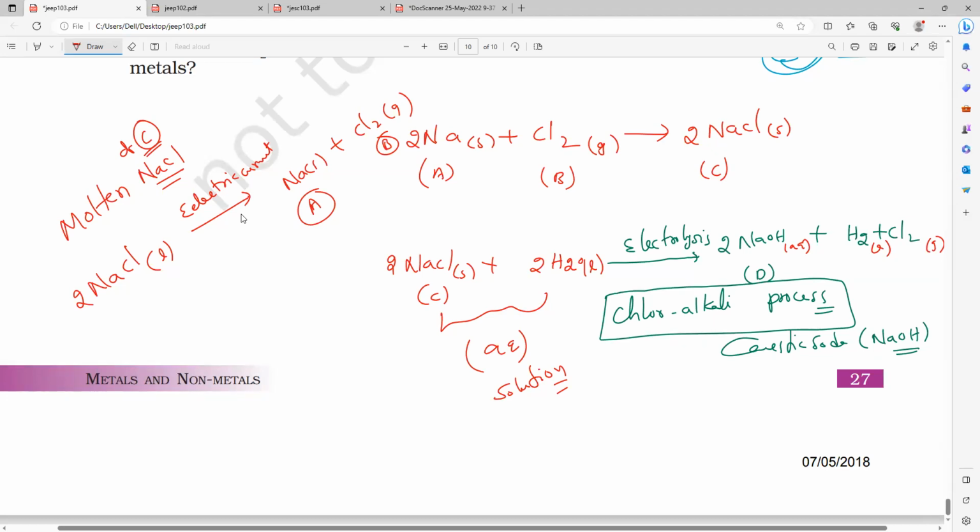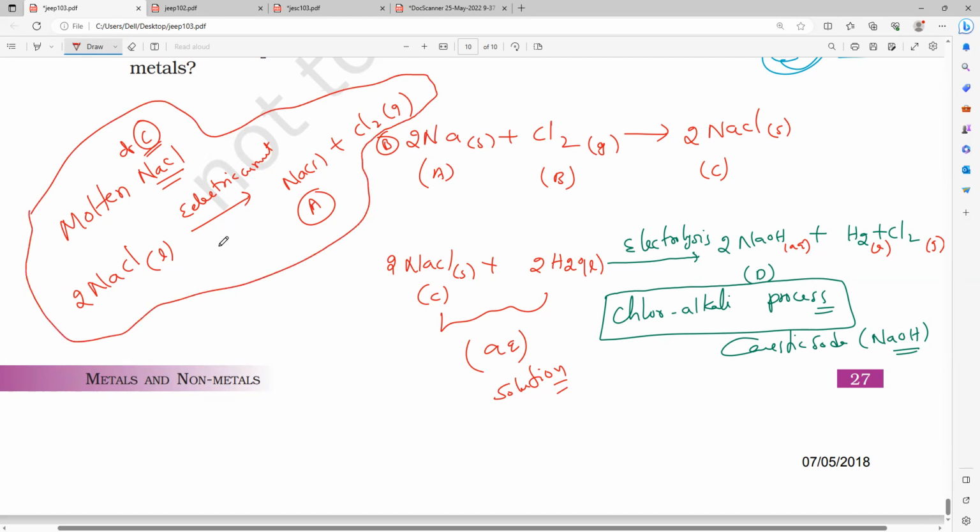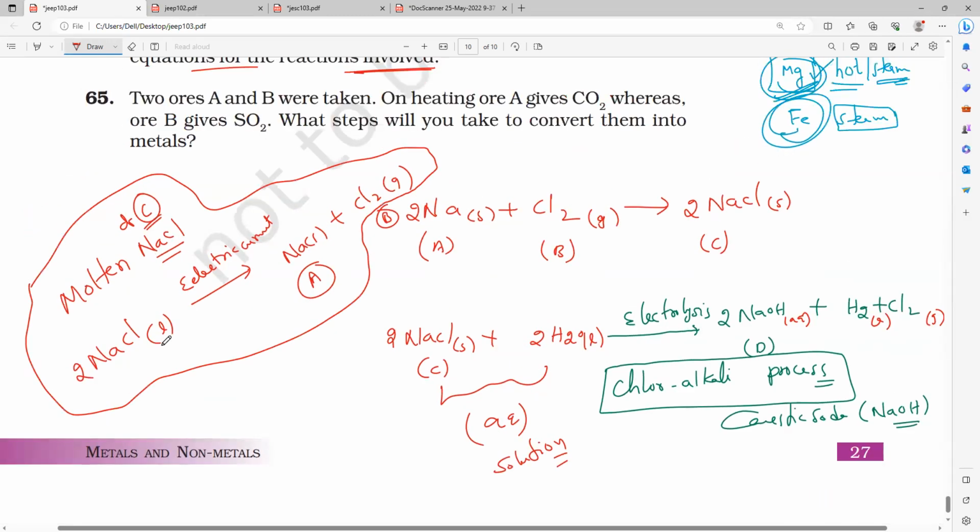Any doubt, anybody can ask me, or else we'll finish this question. See, this is extra. The same question we are modifying. Instead of aqueous solution of C, we are taking molten state of C. That C is only NaCl, molten NaCl, liquid state. Keep that in mind.